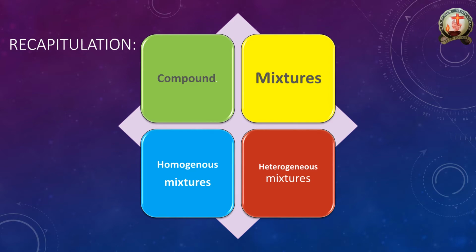Compounds and mixtures. The mixtures are again classified into homogeneous mixtures and heterogeneous mixtures. Mixtures are different types of atoms mixed together. Homogeneous means uniform, and heterogeneous means two separate layers. Now you can understand that the two layers are separated.